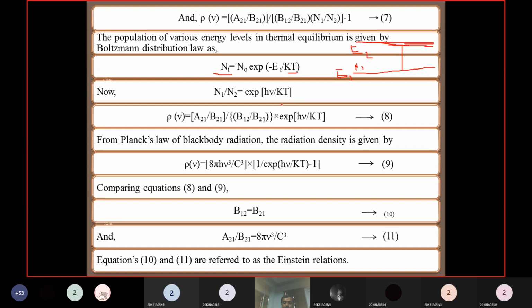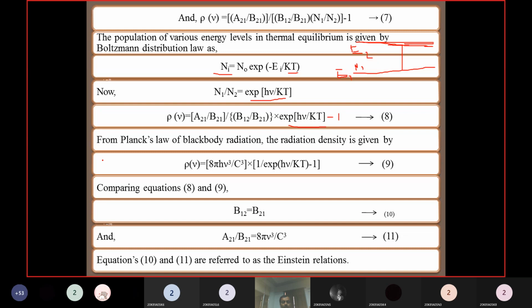Now substitute this N1 by N2 value in equation number 7. N1 by N2 is equal to exponential of h nu by kT. So instead of N1 by N2, I am substituting exponential of h nu by kT here. Minus 1 will be there here also; it is not written, but minus 1 will be there. We are just substituting this value instead of N1 by N2, and the rest remains as it is.